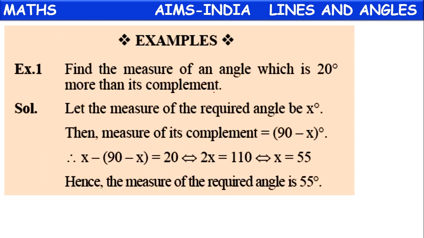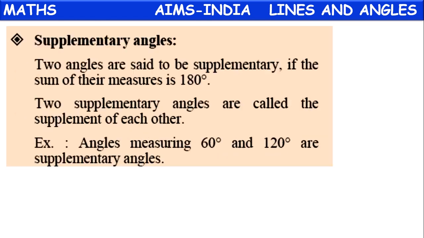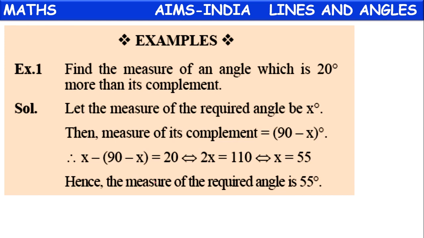Okay, children. Now let's see some example problems based on the concepts. Find the measure of an angle which is 20 degrees more than its complement. So we have to find one angle which is 20 degrees more than its complement.